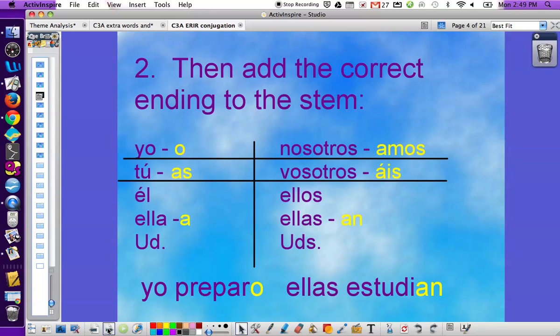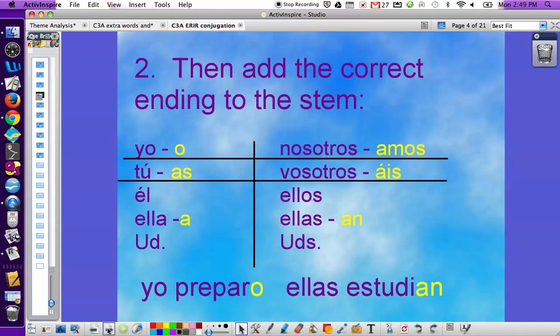Once you take off the AR and you have the stem, all you have to do is add the correct ending to make your conjugation. O, as, a, amos, áis, an. So if I want to say I prepare, I say yo preparo. If I want to say they study, and it's the girls, I would say ellas estudian. This should sound really familiar. It's something that we did a couple of chapters ago.